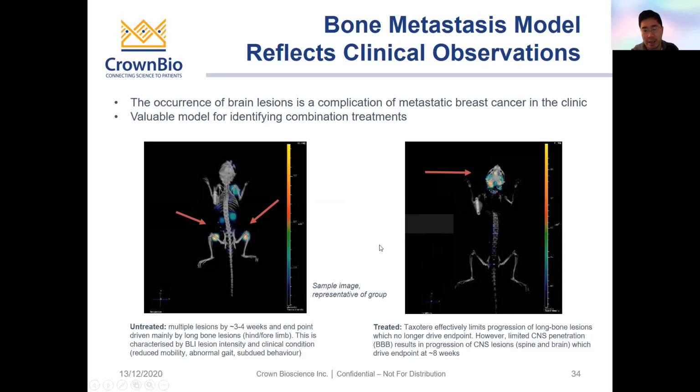The mice here are treated with Taxotere. So we can see on the long bone, all the lesions are gone, but there's still disease in the central nervous system. This is mainly because Taxotere can't really cross the blood-brain barrier.